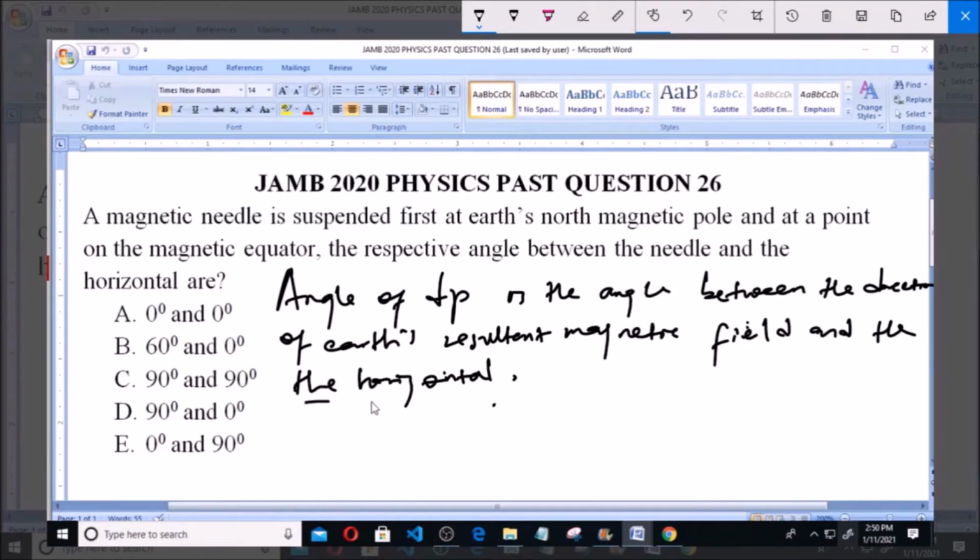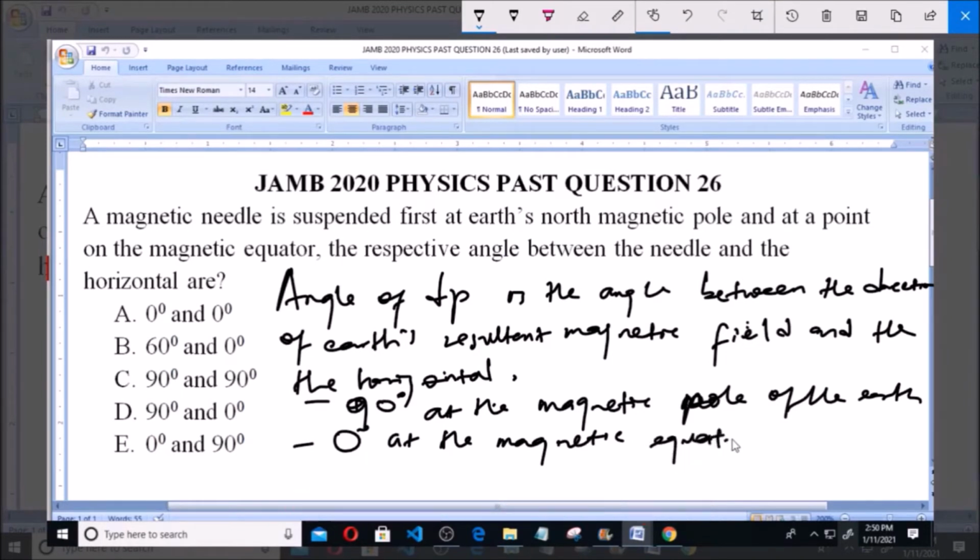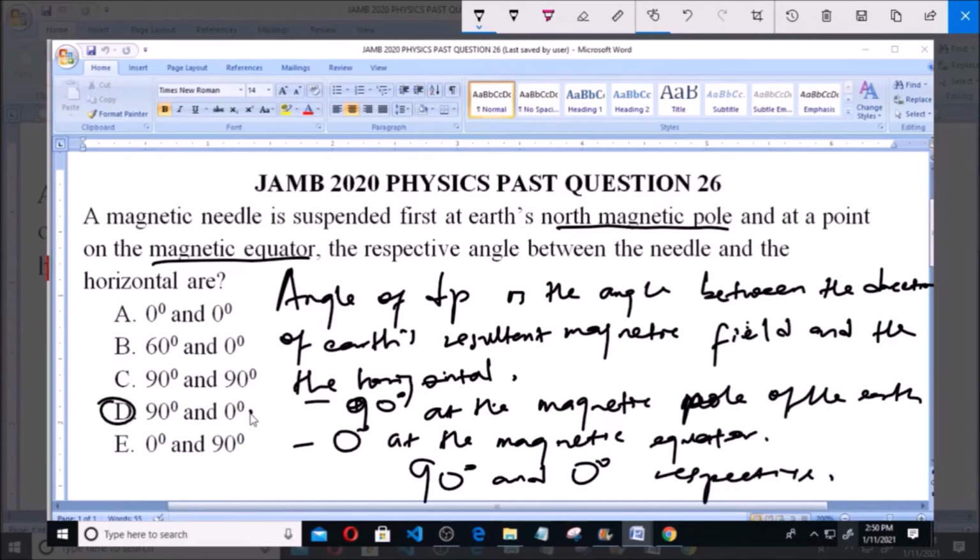Now angle of dip is 90 degree at the magnetic pole of the Earth. That is, be it north or south, it is 90 degree at the magnetic pole of the Earth, and it is 0 degree at the magnetic equator. Now remember, all this is to the horizontal. So now from the question, we are asked for what? North magnetic pole and magnetic equator respectively. So that will be 90 degree and 0 degree respectively. And I think that is option D. So option D is the correct answer to this question.